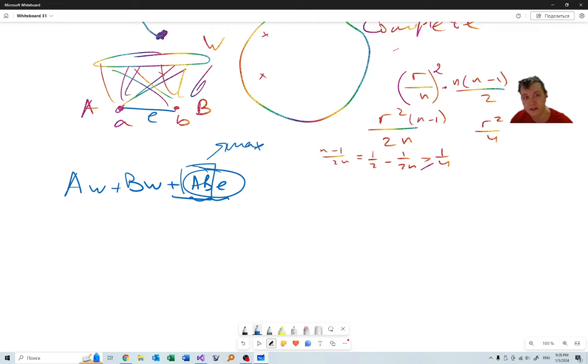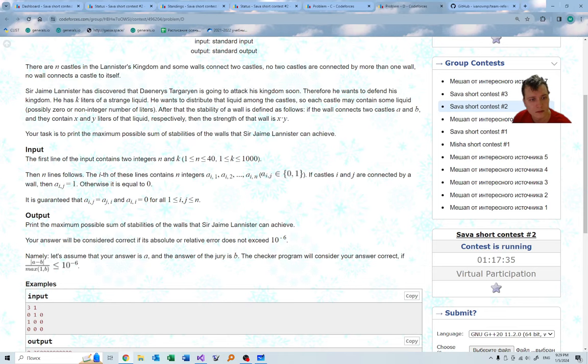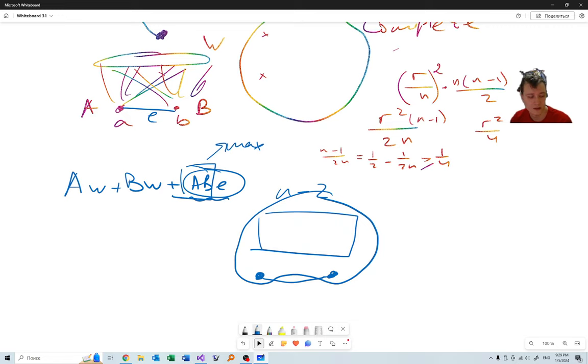But there are some other graphs, not only the complete one. What do I do for them? For example, let's look at the graph without one edge. Let's assume that there are n minus two vertices here and two vertices here. And I want to maximize the answer. In this case, actually, it doesn't matter. Do I know anything else? Well, n is at most 40. It looks like I need to divide something by 2 and iterate over all subsets.